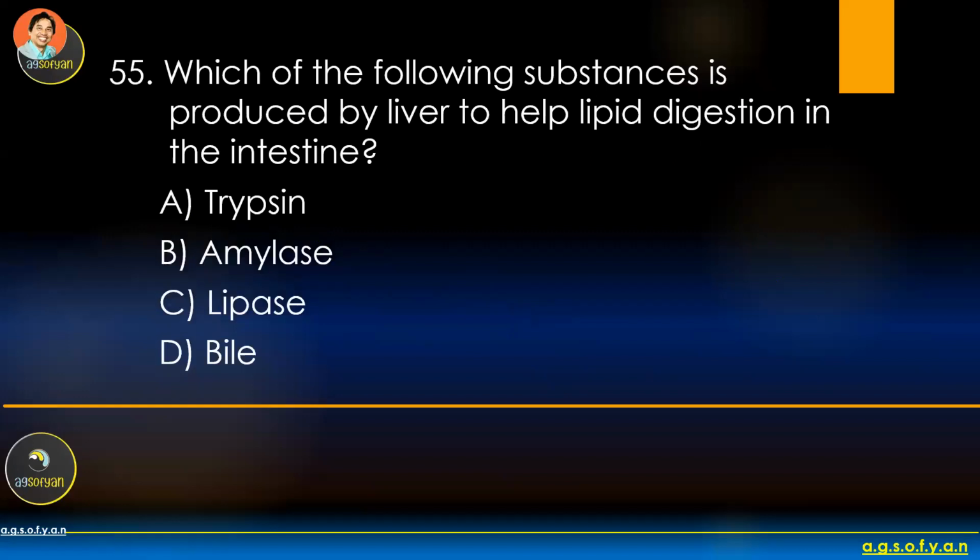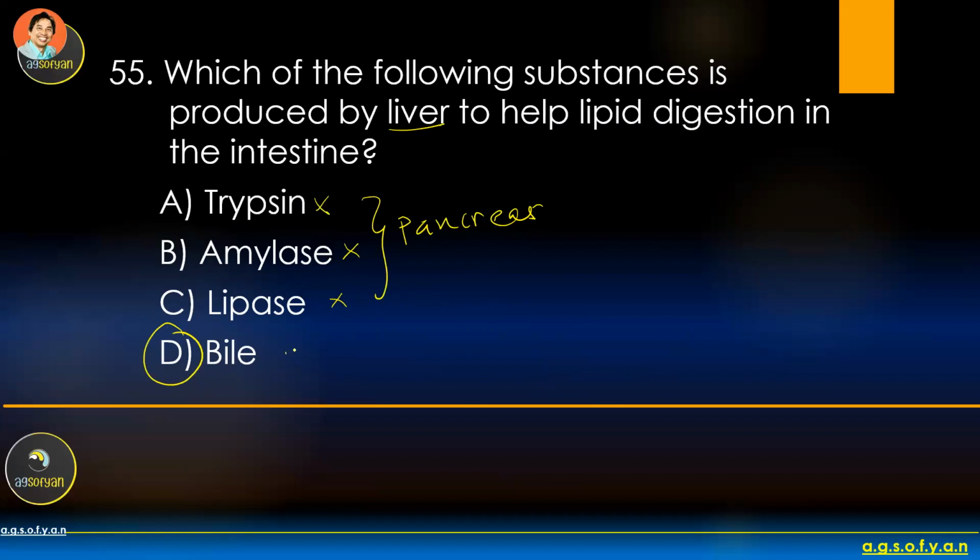Which of the following substances is produced by the liver to help lipid digestion in the intestine? Okay, which one is that? Remember, trypsin is produced by the pancreas. Amylase is also produced by the pancreas. Lipase is produced by the pancreas. It is not produced by the liver. The liver actually produces a substance called bile. So bile is produced by the liver.